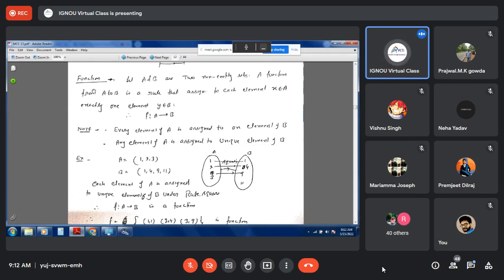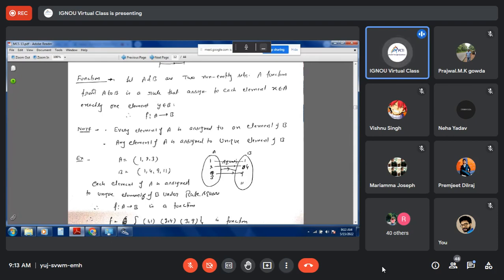Or in mathematics, if we repeat it this way: every person standing in the room, in this case the three persons X, Y, Z, is assigned to an image in the mirror. Then it is a function. It is called a function. Simple, if you understand from this.